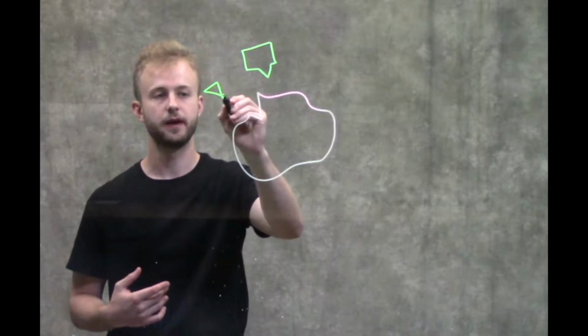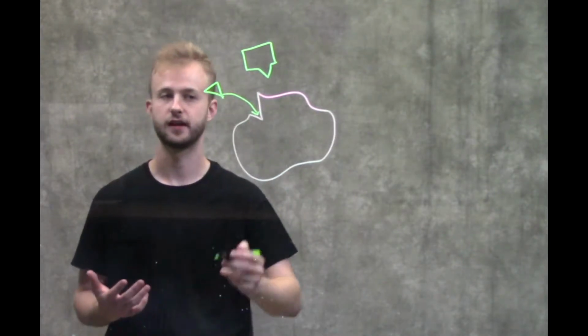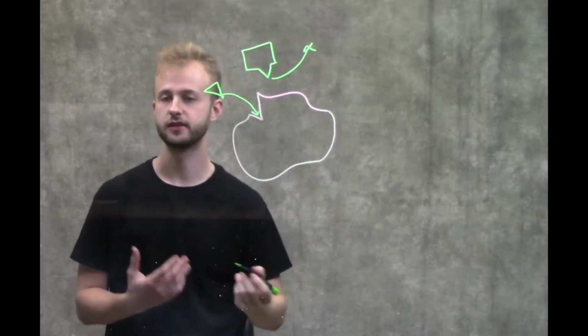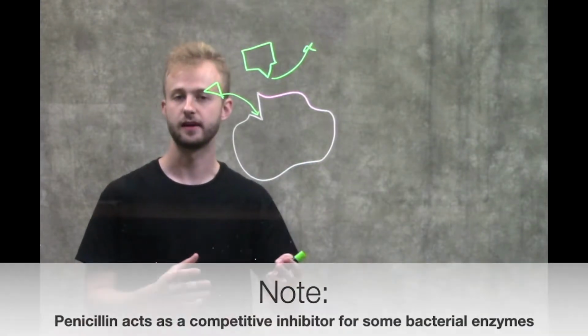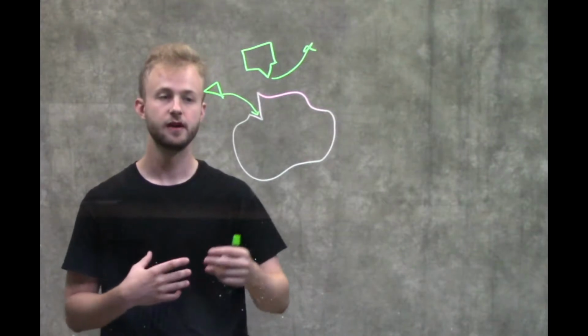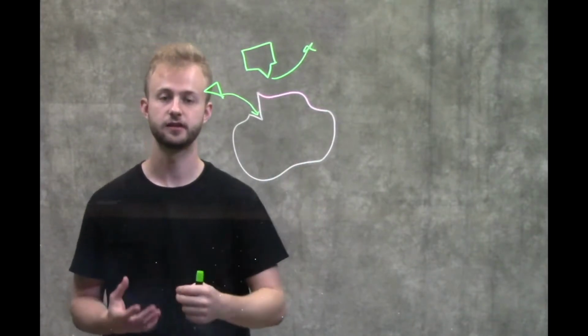What will happen is the competitive inhibitor will bind to the active site and keep the substrate from being able to get in. That's how this is going to inhibit this enzyme. It's going to make this enzyme less productive by preventing interactions between the enzyme and the substrate.